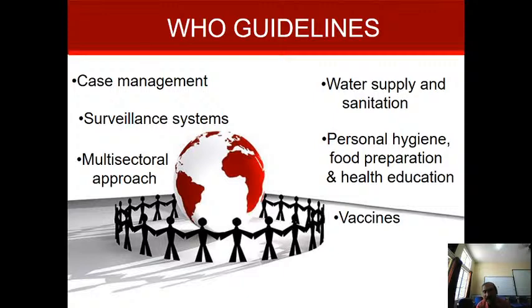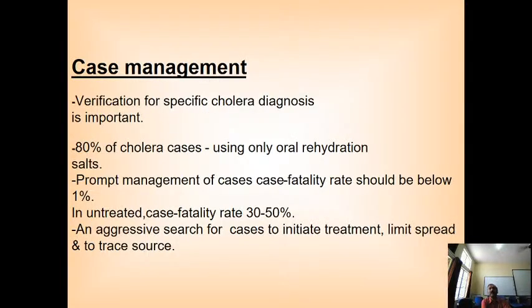What do you do as far as containing this disease is concerned? Let's look at all these things. Case management. First is to verify the diagnosis. In 80% of cases of cholera, you just need to do oral rehydration. With prompt management of cases, the case fatality is low, 1%. In non-treated cases, case fatality may be 30 to 50%. And then you do an aggressive search for cases to initiate treatment, limit spread and trace the source.